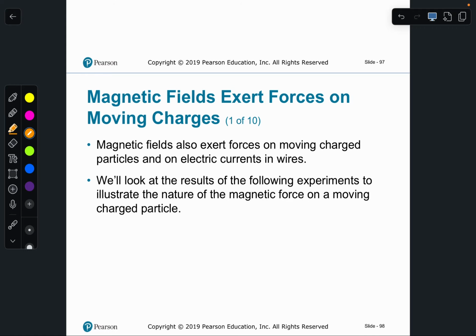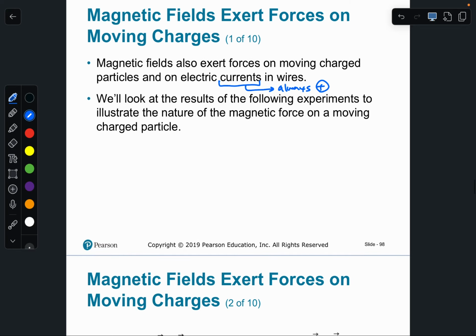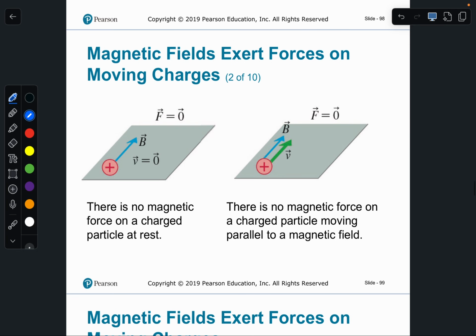A current is a bunch of moving charged particles, positive ones, right? Currents are always positive charges. But we're going to be looking at positive or negative charges. But this is just kind of a reminder, right? Currents are always positive charges. So we're going to look at some experiments, okay? We're going to qualitatively look at some stuff, right?